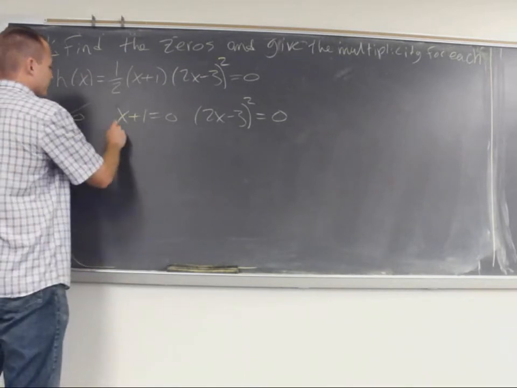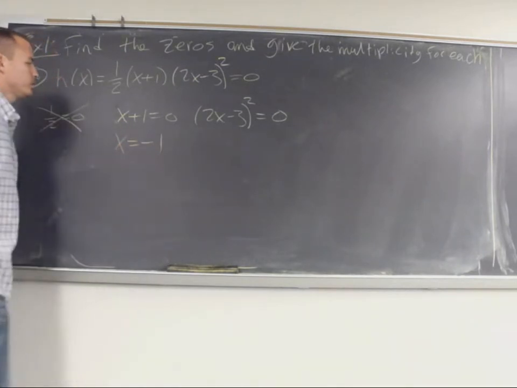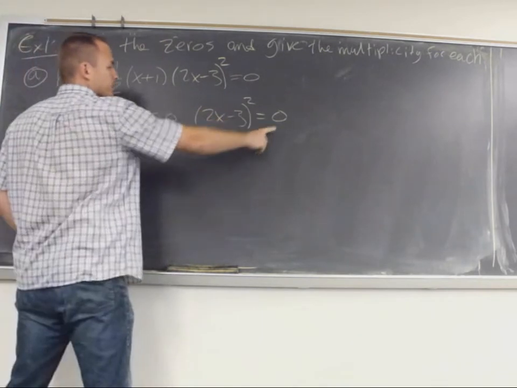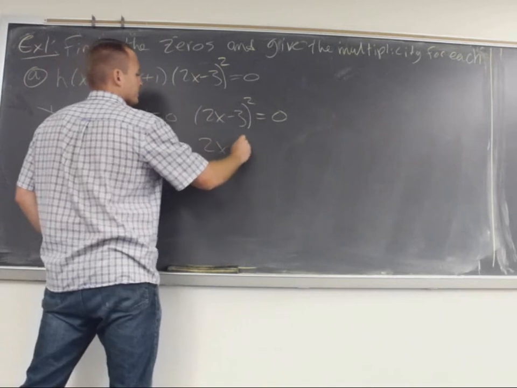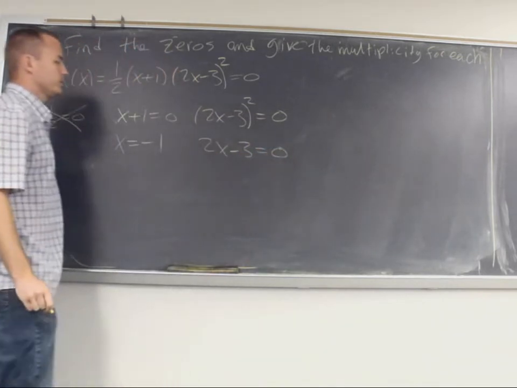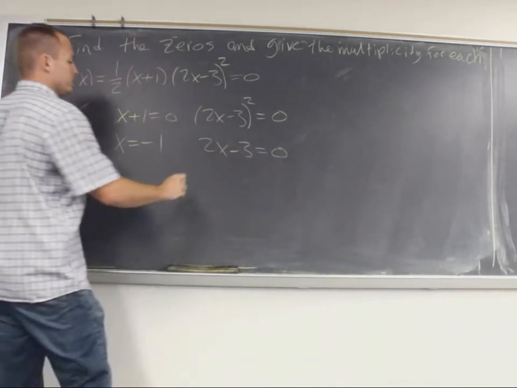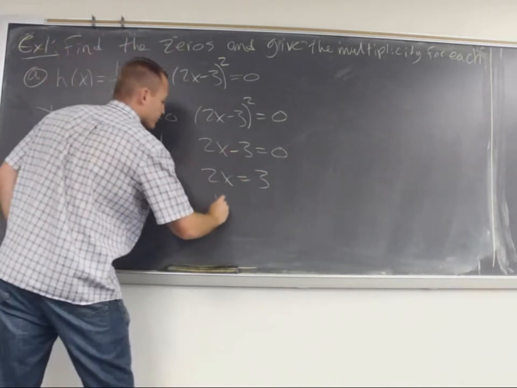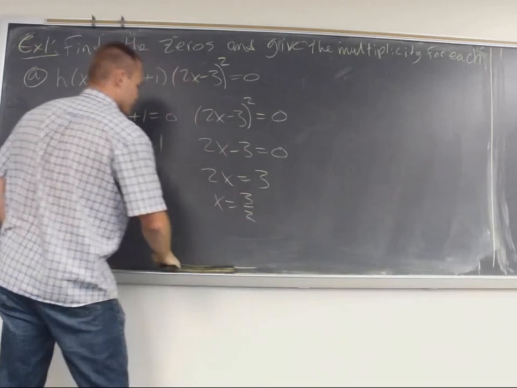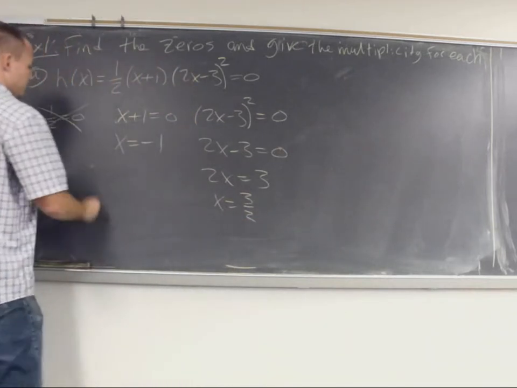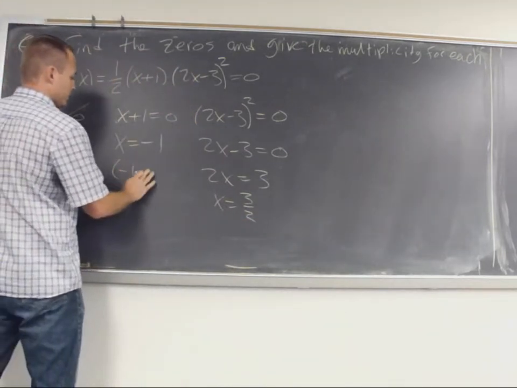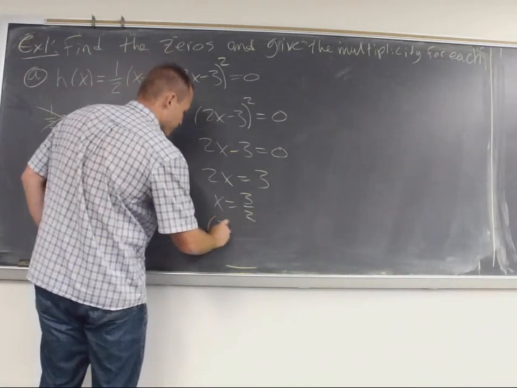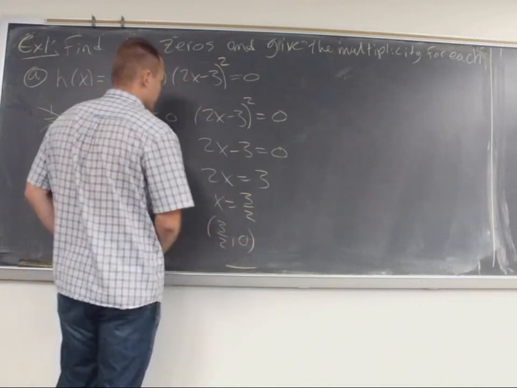Now let's solve this for x. x is equal to -1. Over here I square root both sides. The square root of 0 is 0. So I'm left with 2x minus 3 is equal to 0. Add 3 over. Divide both sides by 2. All right, so this is -1 comma 0, and this is 3/2 comma 0.